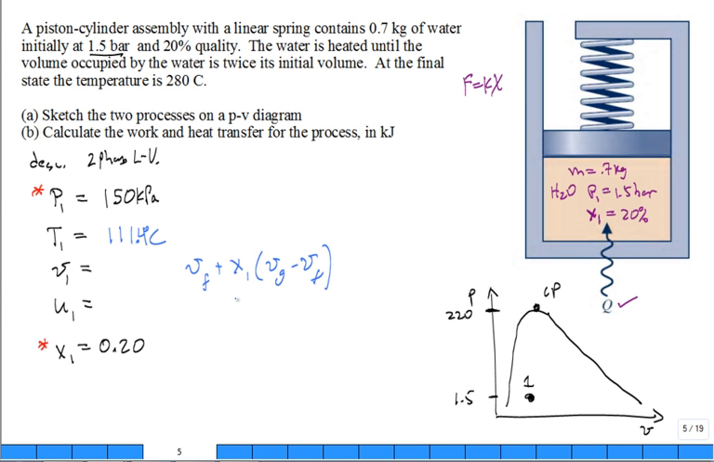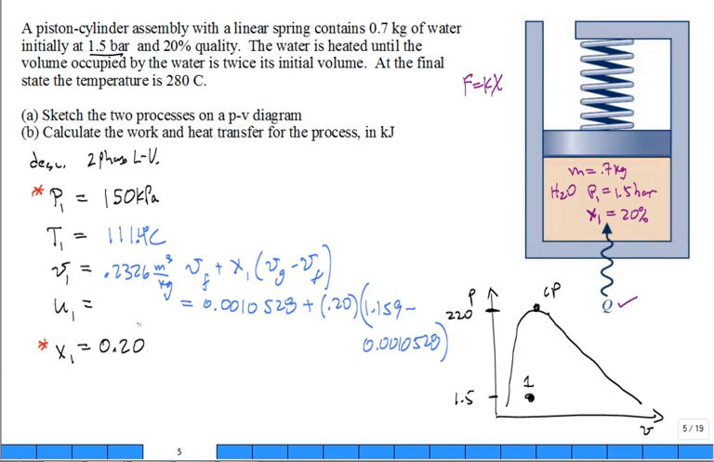All at state 1, right? V sub F at state 1, V sub G at state 1, which basically is at 1.5 bar. So I'm going to write this out. The V sub F, if you have the table, it's 0.0010528. Correct me if I'm wrong. Plus 20% times V sub G, 1.159 minus V sub F, 0.0010528. Do you see where I get those V sub F, V sub G values? Right, okay. So we crunch that, and we come up with V sub 1 to be 0.2326 meters cubed per kilogram.